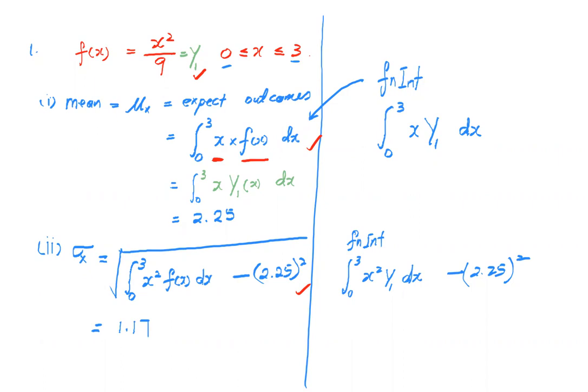This is the formula to find standard deviation. You don't ask me where the x squared comes from. When you do the discrete random variable, isn't it the sum of xi squared times pi? Pi is your fx, so this is your x squared. That is how you compare with discrete random variable. For continuous, you replace the sum with integration. This is the formula to find standard deviation. Is that okay?